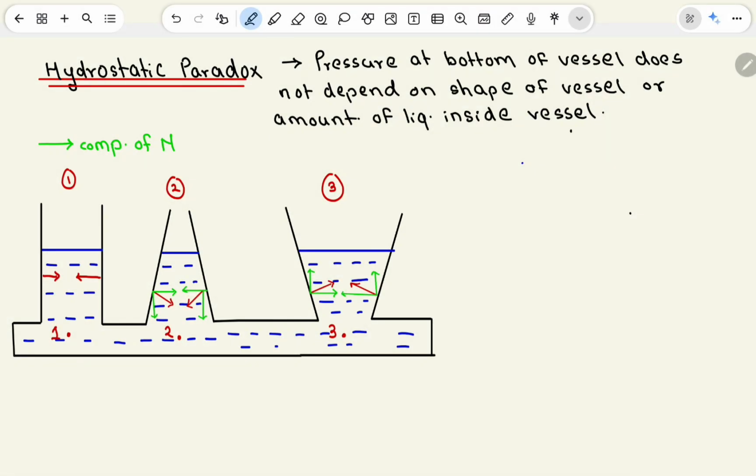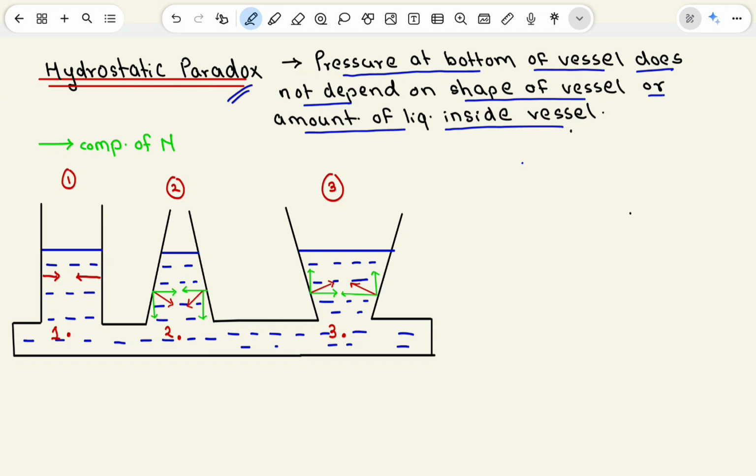Okay, let's start with the next topic of this lecture, that is hydrostatic paradox. Now let's have a look at the statement first. It states that the pressure at the bottom of the vessel does not depend on the shape of the vessel, or we can say that the pressure at the bottom does not depend on the amount of liquid inside the vessel.